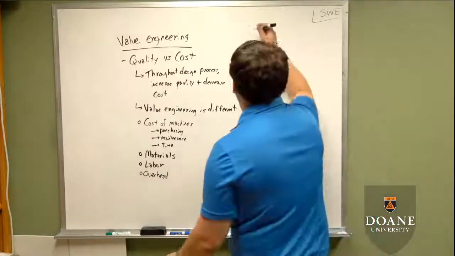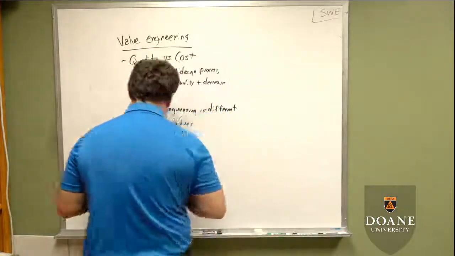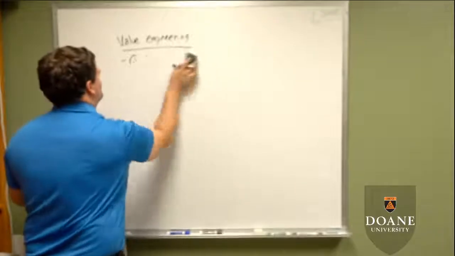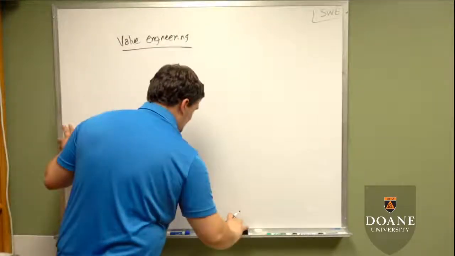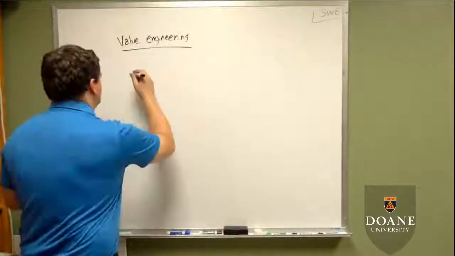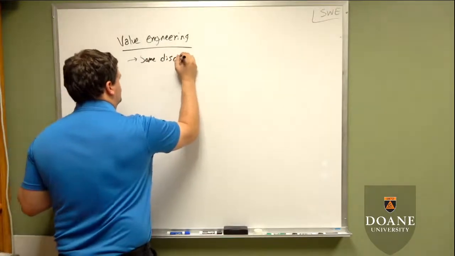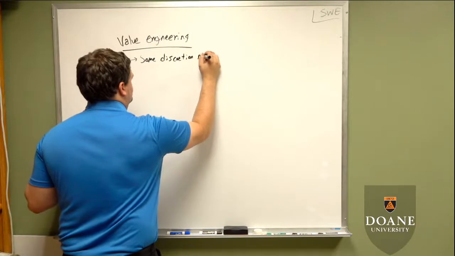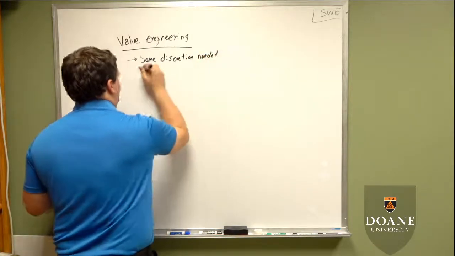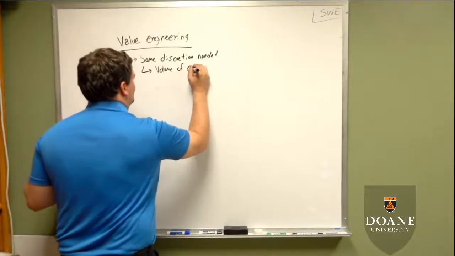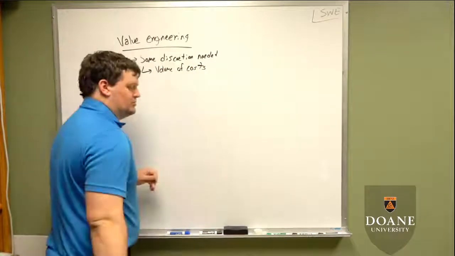Okay? So let's talk a little bit about the discretion before we move on with talking about the process. So some discretion is needed. And a lot of that has to do with volume of costs.